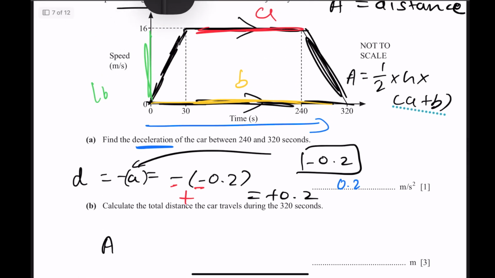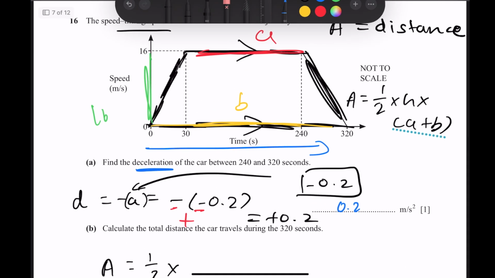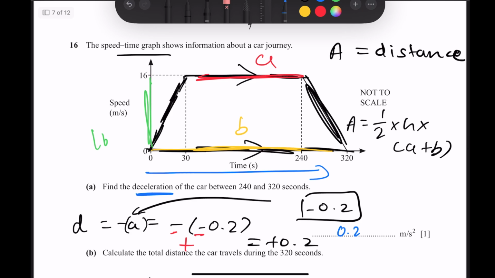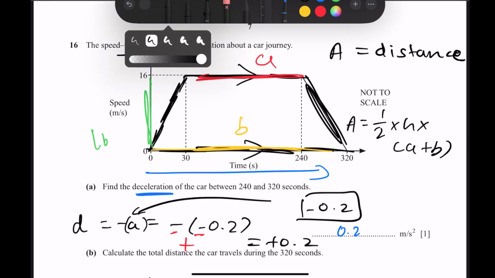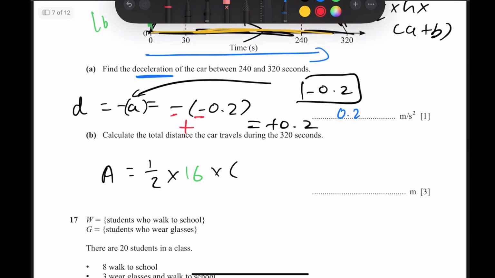Okay, I guess I can't zoom out. So the area would be equal to half times height, which is 16, times a plus b, where a is equal to, since the right end of a is 240 and the left end is 30, 240 minus 30 is the length of a, which is equal to 210. So times a plus b.